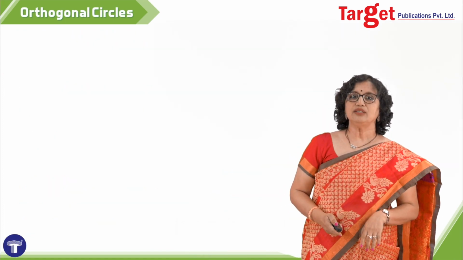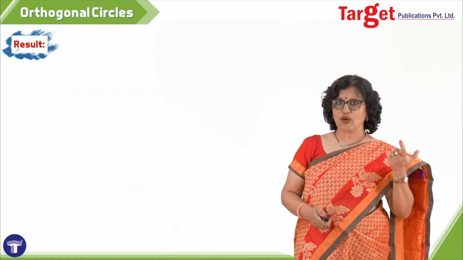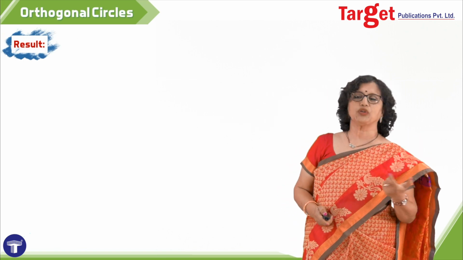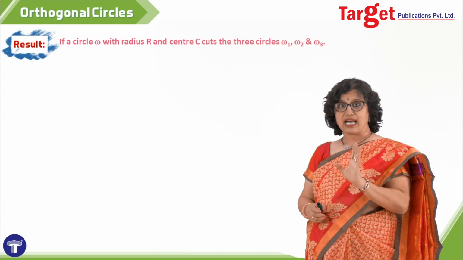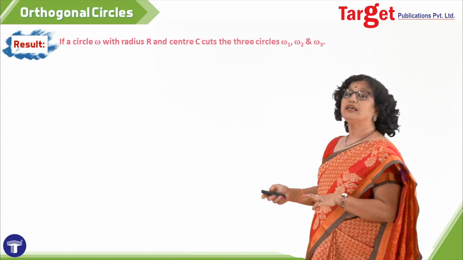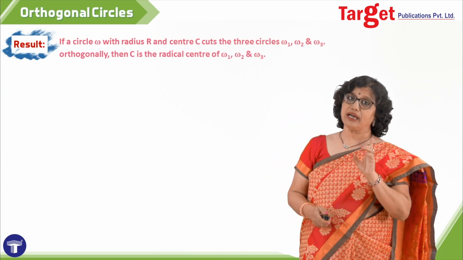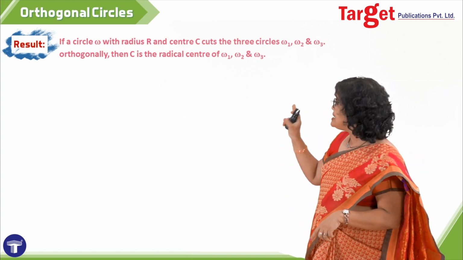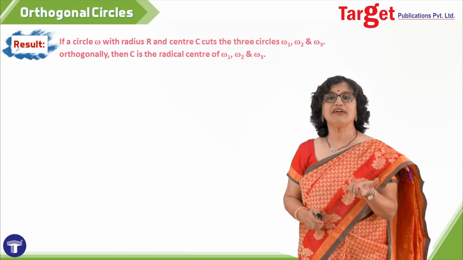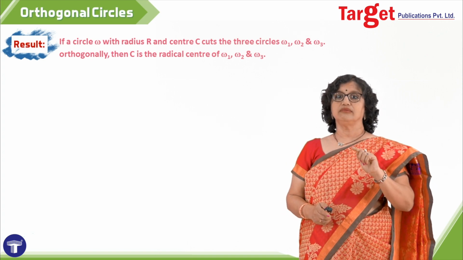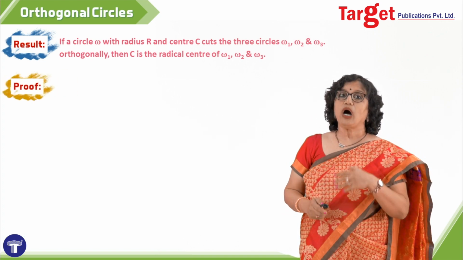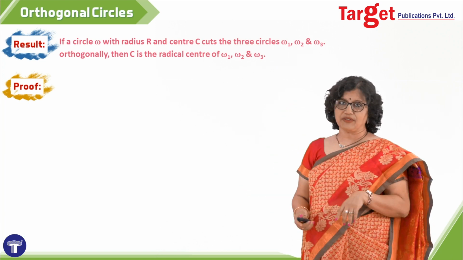Okay. So we take some standard results from whatever we have understood about orthogonal circles. If a circle omega with center C and radius R meets or cuts three circles omega 1, omega 2, omega 3 orthogonally, then C is the radical center of omega 1, omega 2 and omega 3. Recall what we have done in radical center. Now, how do we say so? This is one standard result which I am saying.